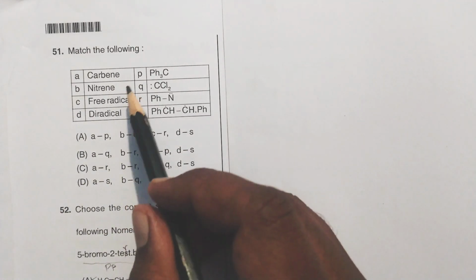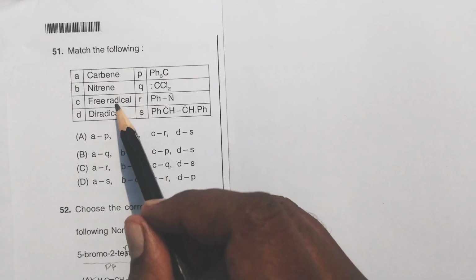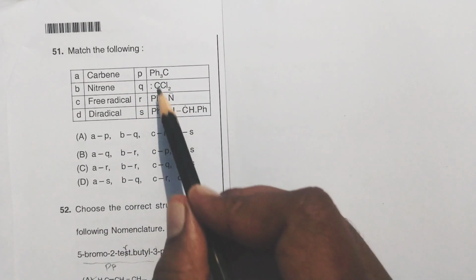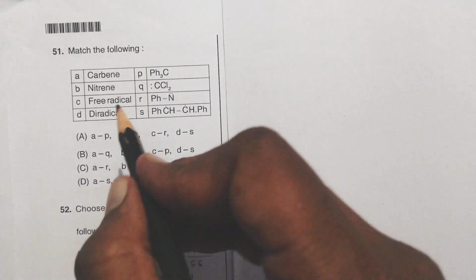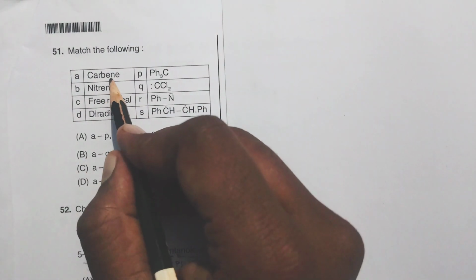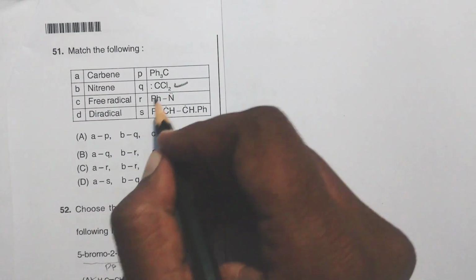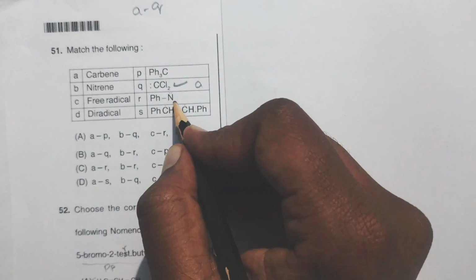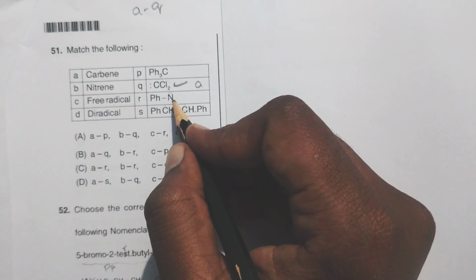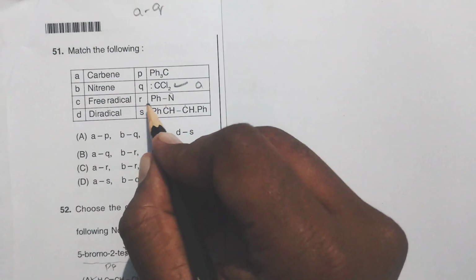Next question is, match the following: carbene, nitrene, free radical, diradical. They have given the structures for intermediates. We have to find out which is carbene, nitrene, and which are free radicals. Now the carbene, this is a carbene, CCl2 carbene, this is dichlorocarbene, hence A is Q. Nitrene is having a monovalent diradical, hence B is R.